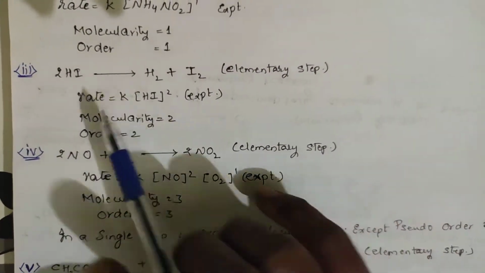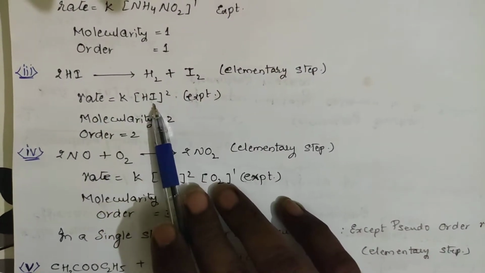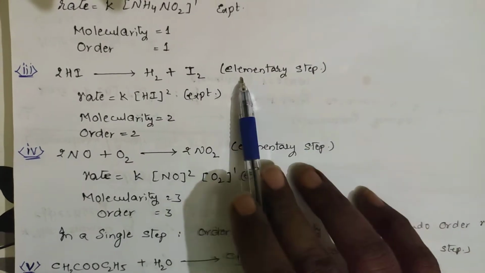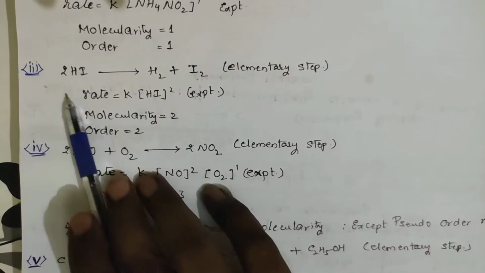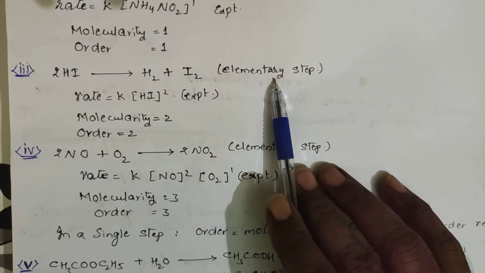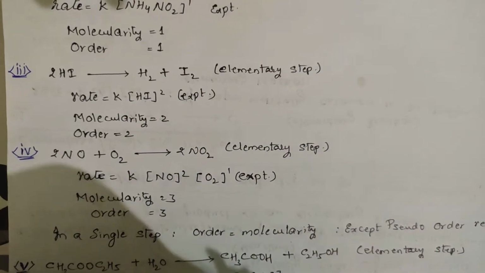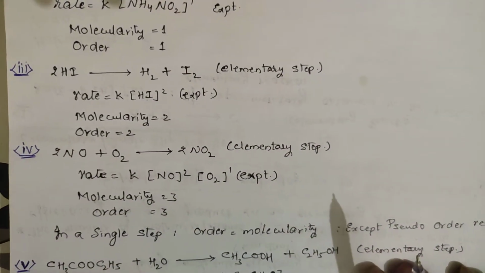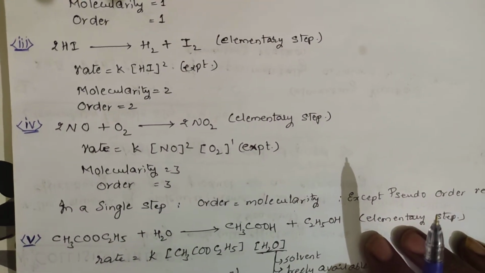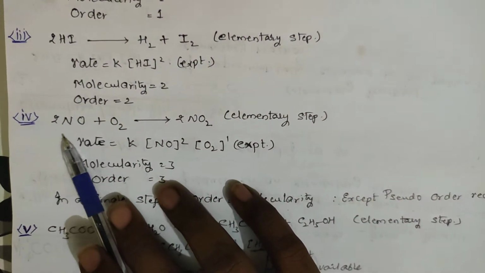Suppose I take one more molecule, like 2HI, forming H2 plus I2. I am writing the rate like this. So can I say this is an elementary step? Yes, definitely it is an elementary step, because whatever rate you get experimentally is the same as in the elementary step also. What is the molecularity? It is 2, order is equal to 2. So can we say that molecularity is equal to order in the elementary step? Definitely, 90% it is accepted. Okay, let us take one more example.